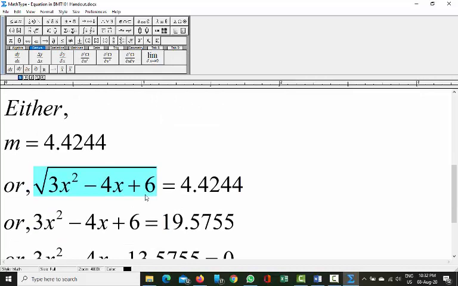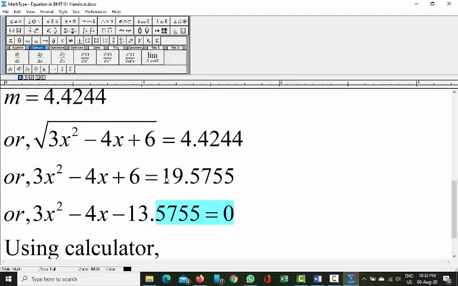So let us square both sides. If you square both sides, the square root on the left hand side will no longer be there. So we will have this one. And if you take the square on the right hand side also, you will get 19.5755. Now if you bring this to the left hand side, here we have plus 6, and it will become minus, so 6 minus this one means we will have minus 13.5755.